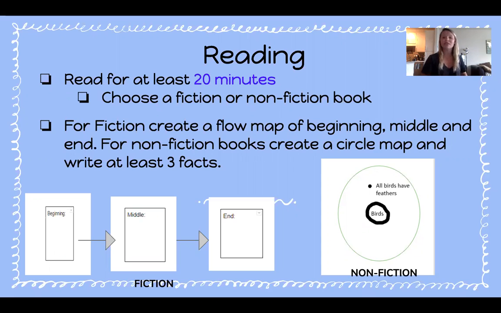I love getting messages, being able to see your flow maps. They look really, really good, and I love the details that you guys are using. Remember, complete sentences, capital letters, periods, give me details. Almost as if I read your flow map for beginning, middle, and end, I would know exactly what happens in the story without even having to read the book myself.